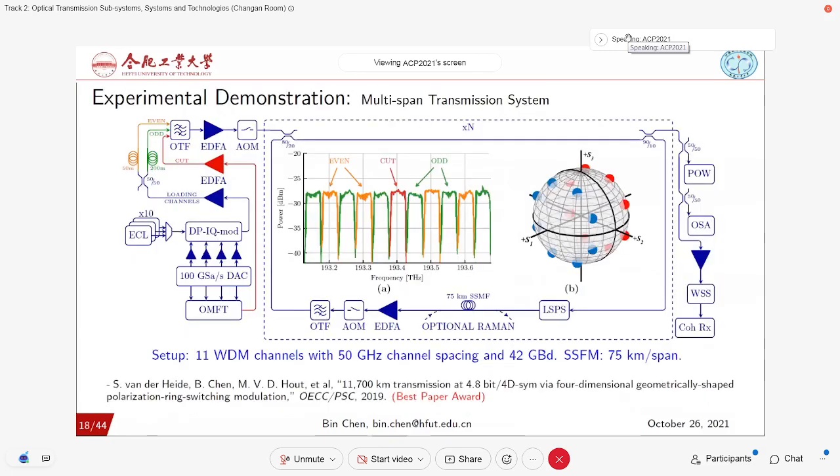And this result was evaluated by numerical simulation using the Monte Carlo method. And we also did an experimental demonstration using the same setup. And these results have been published in OECC, where we received the Best Paper Award. And this is our setup. We have 11 WDM channels, 50 gigahertz channel spacing, and 42 gigabaud, using single-mode fiber. Each span is 75 kilometers.